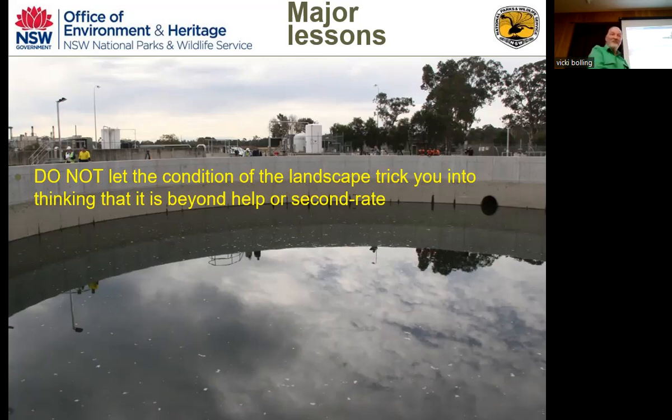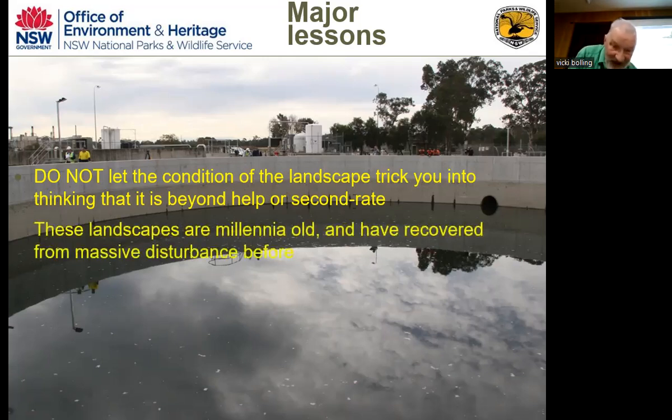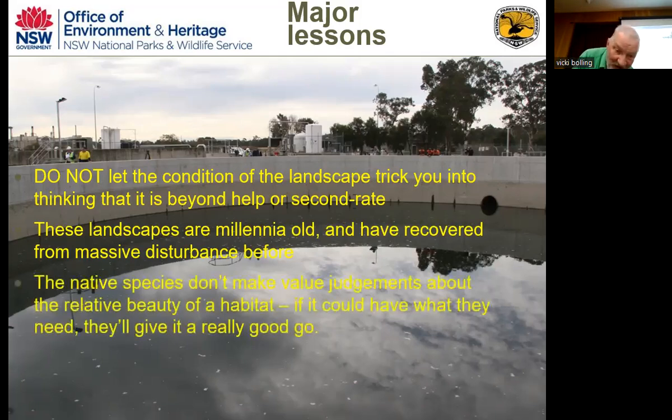So the big problem with the bandicoot was dogs and cats, and the tip was a pretty slack tip. It had so many car bodies and old fridges and old washing machines and old lounges and so on that it was this complex environment, like it might have had with logs. So they could escape the cats and dogs. Okay, so the landscape, as I said, is hundreds of millions of years old, and they've recovered from massive disturbance before.